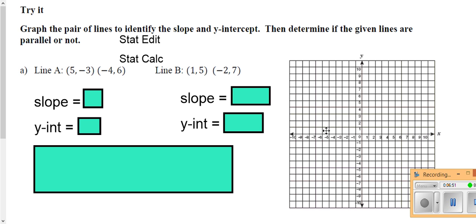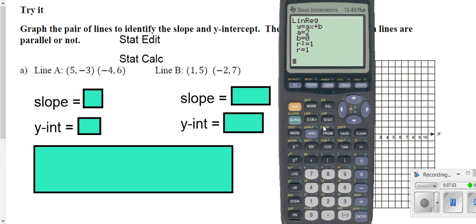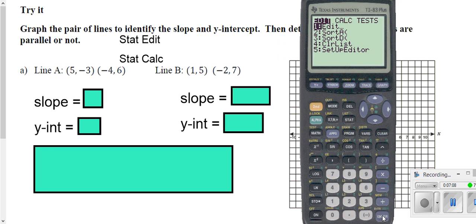Maybe after we're done, graph those 2 points for line A and draw a line. Graph those 2 points for line B and draw a line. See if they look parallel. But I'm going to go ahead and do it this easy way. So I'm going to get my calculator out, go back to Stat, and Edit. Go clear out this old stuff, go to the top, hit clear, come back down.